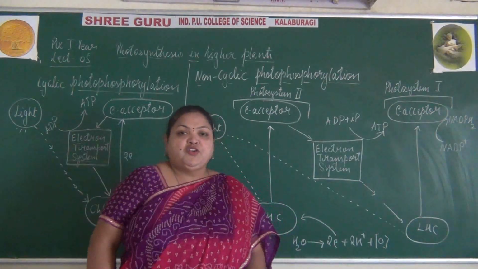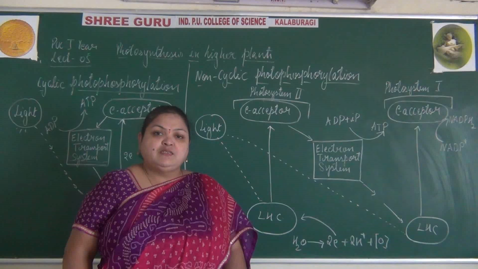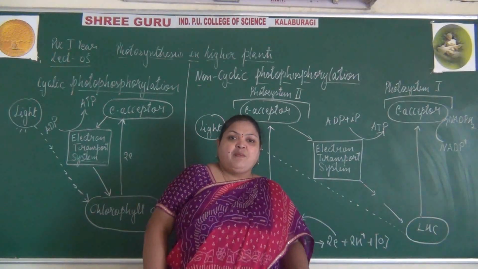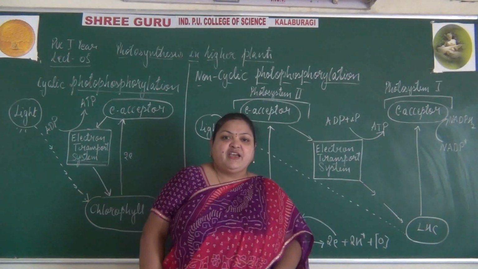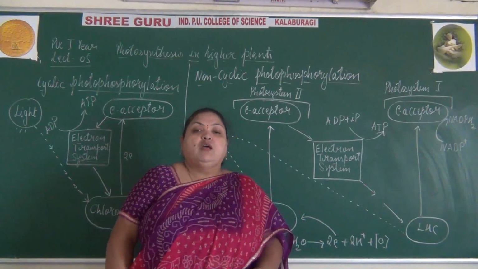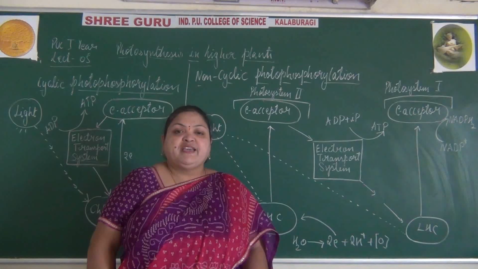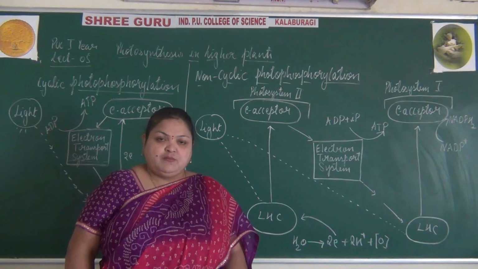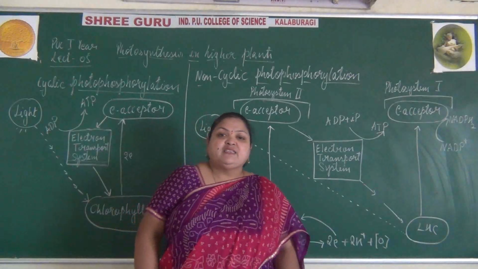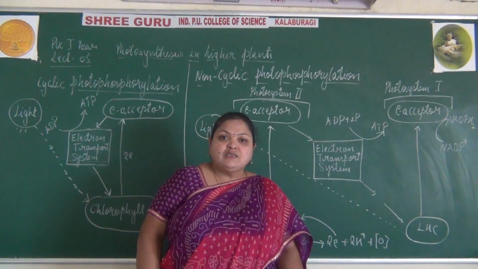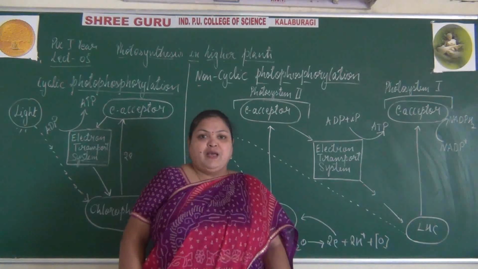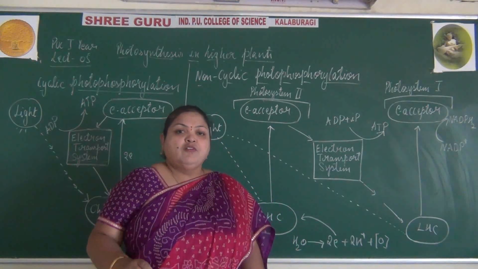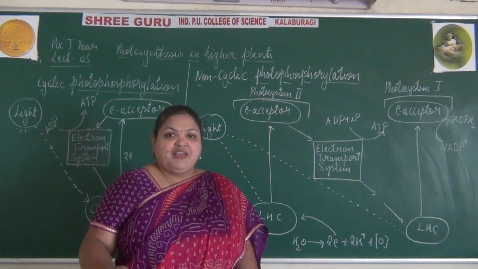Reactions of the topic photosynthesis in higher plants. In the light reactions, we have studied the three main steps: photolysis of water, photoexcitation of chlorophyll molecules, and photophosphorylation. I already said that the light reaction occurs in the grana of the chloroplast, where the grana is the site of the light reactions.